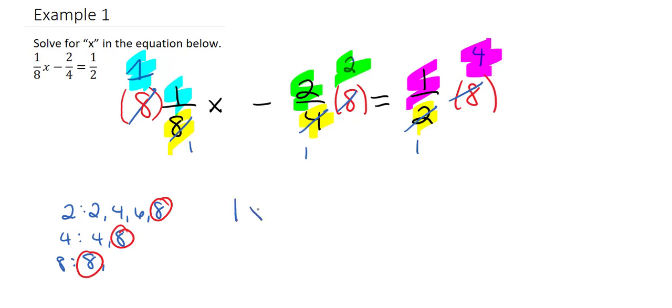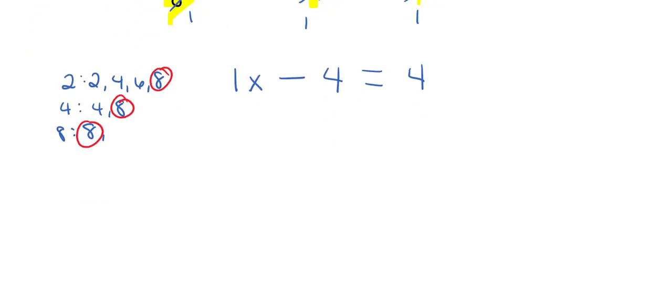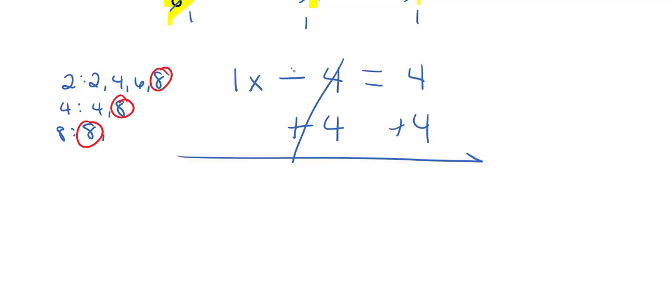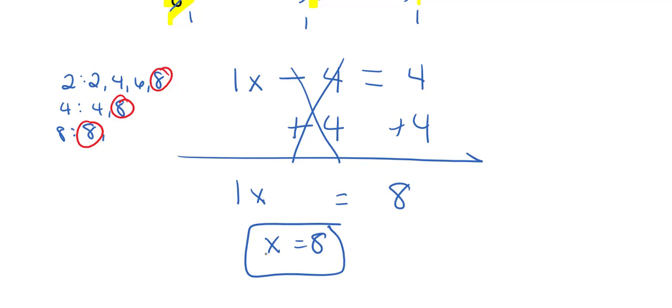So 1 times 1 is just 1x. Now minus 2 times 2, that would be 4. And that is equal to 1 times 4, which is 4. Now this is something we've seen before. We just need to get the variable by itself. So we add 4 to both sides, because it gets rid of it on the left-hand side. We bring down the 1x. 4 plus 4 is 8. Now 1x is equal to 8, which means just x is equal to 8, because it's understood that there's a 1 in front of the x, as the coefficient. So we can remove it and say x is equal to 8. Now let's look at the next example.